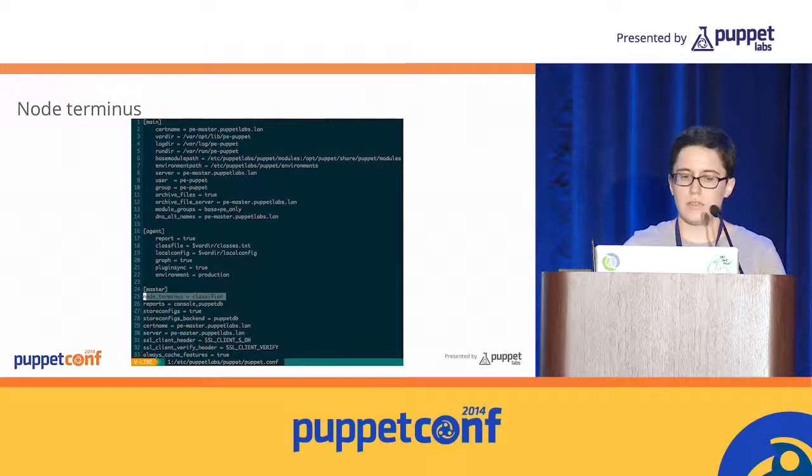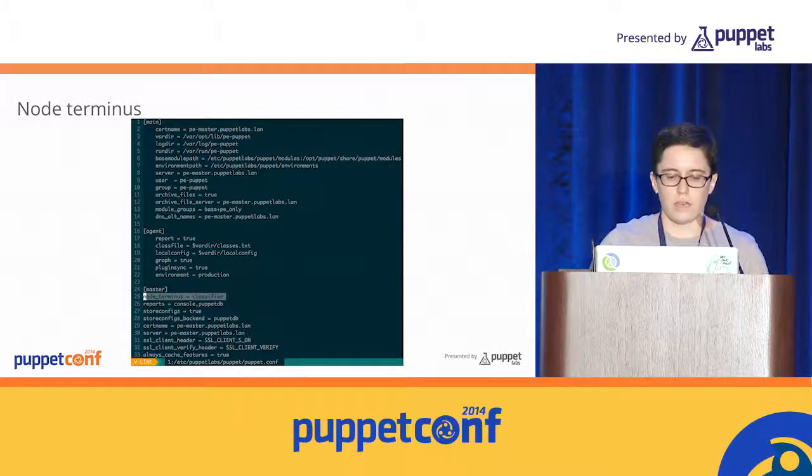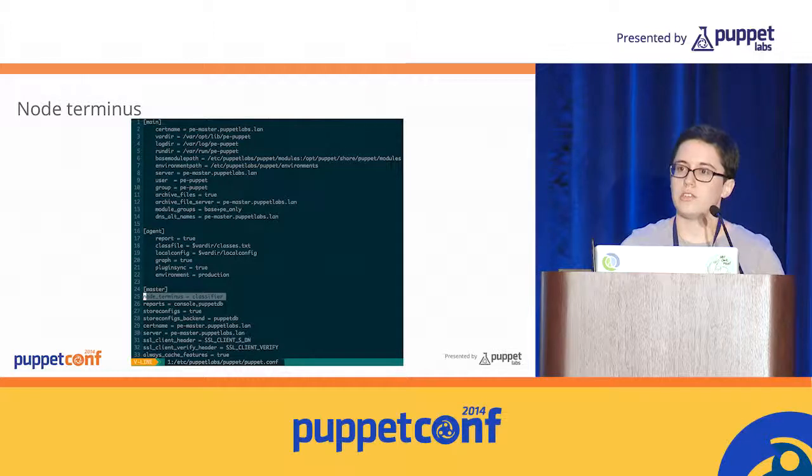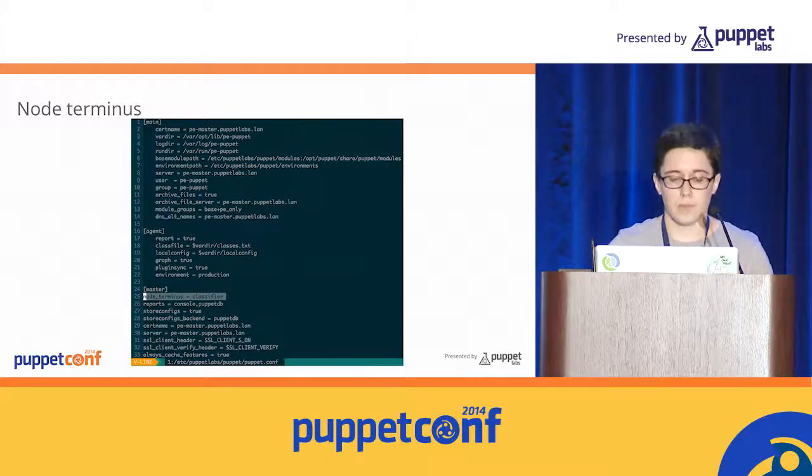So this is a screenshot of my Puppet master's puppet.conf. And you can see here that I've specified node terminus classifier. And this is how the Puppet master is going to know to talk to the new classifier service that we've been working on. And so it'll know how to contact that service to get the node information it needs around classes, parameters, environments.